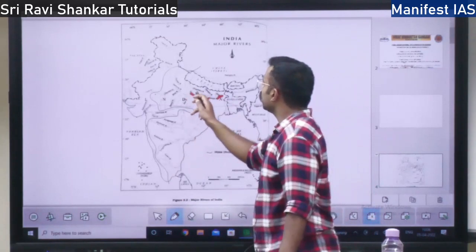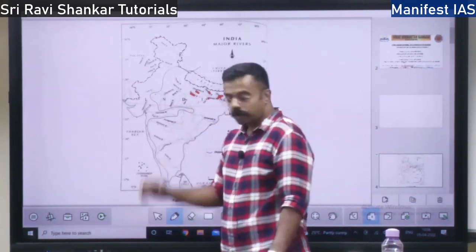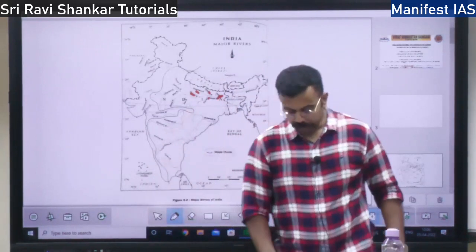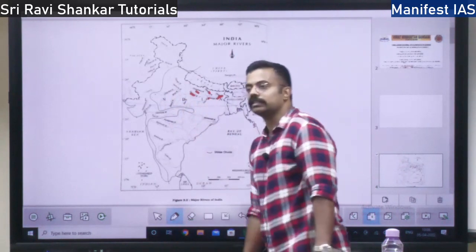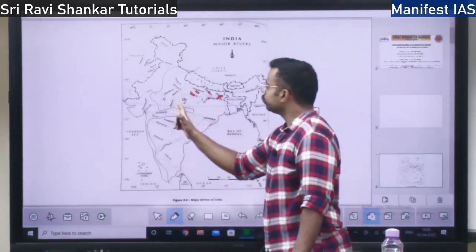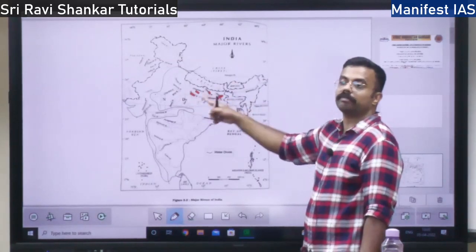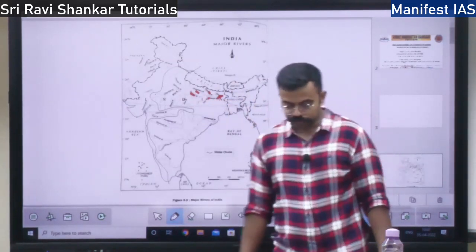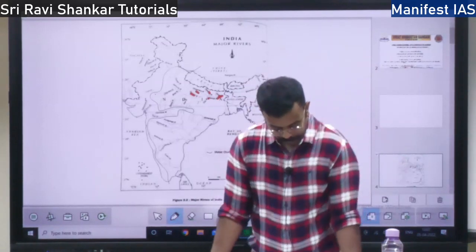Gomti, Gagara, Gandak and Kosi are the left bank tributaries, and what are the right bank tributaries? You have the Chambal, Sindh, Betwa, Ken and Son. Please remember the order of the rivers from left to right. It will be asked in your exams, right? Okay, so this is about the Ganga river system.